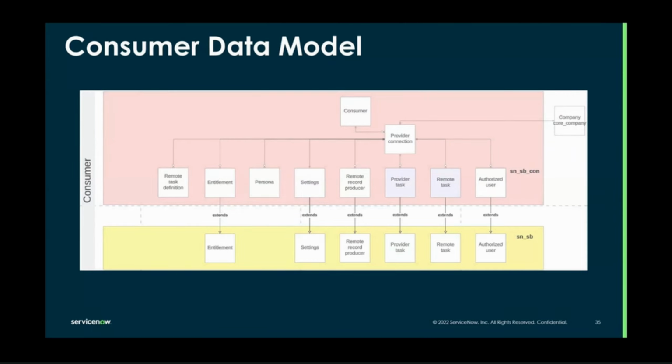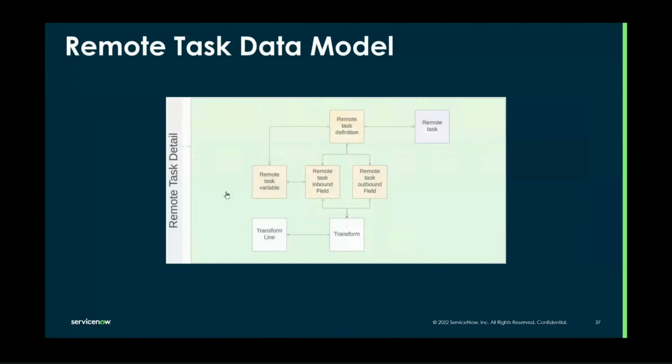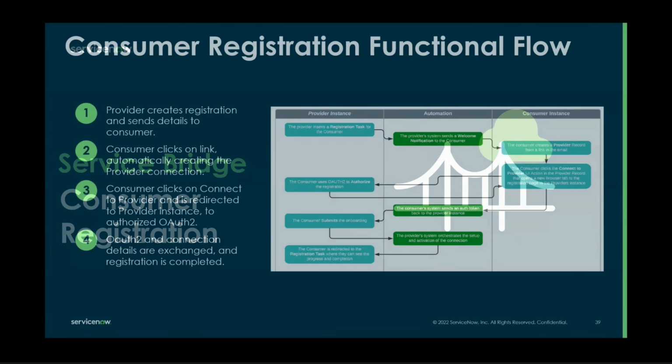Just really high level. We're going to leave this as a leave behind. This is what is on the consumer data model, to the consumer, to the connection, different task records, what they extend, what is on the provider data model, as well as what is in the remote task data model. Not really going to go through these in much detail today in the interest of time, but we'll send this out. If you have any questions, please let us know. I'm happy to review this further.